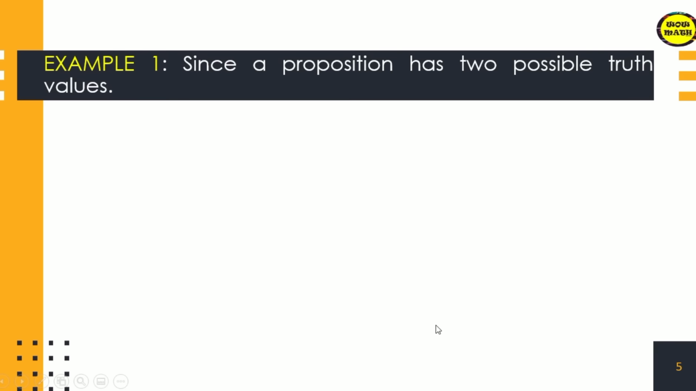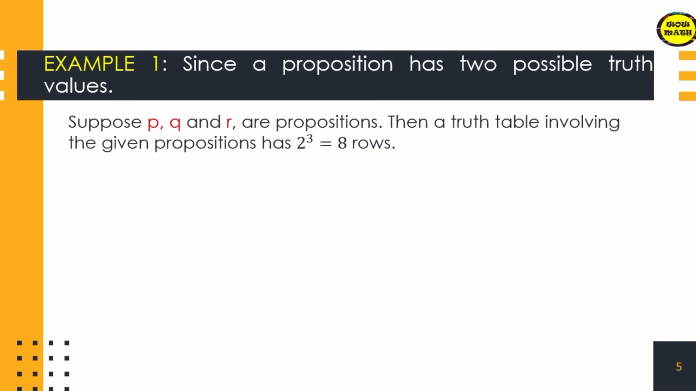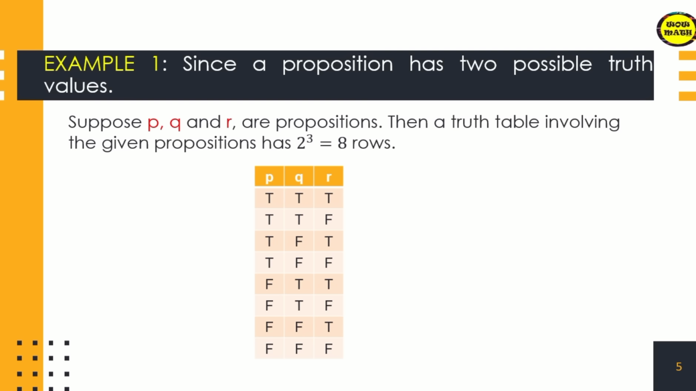Another, suppose P, Q, and R are propositions, then a truth table involving the given propositions has 2 cubed rows. So why cube? Because we have 3 propositions. So 2 times 2 times 2, that is 8. So ibig sabihin, meron tayong 8 rows dito. And meron tayong 3 columns, which is the P, Q, and R. So that is true, true, true. So sa first row, lahat true. Sa second row, true, true, false. Sa pangatlong row, that is true, false, true.